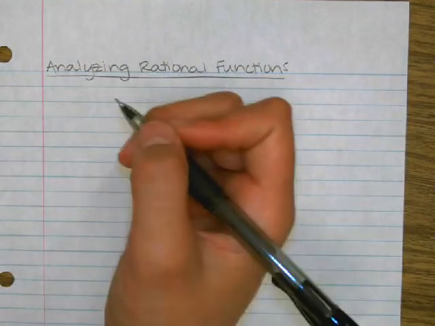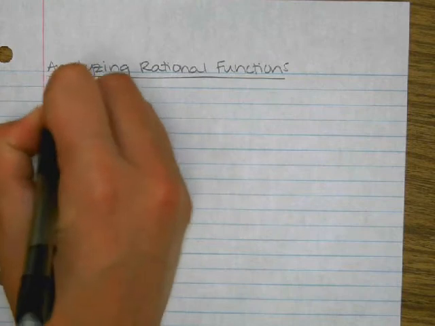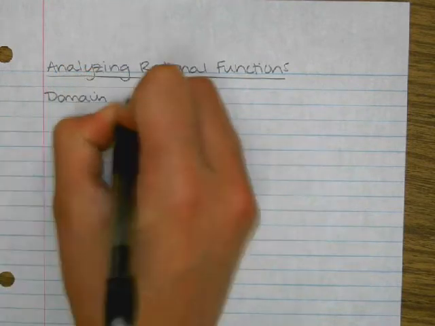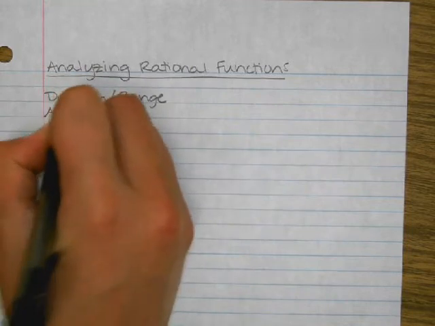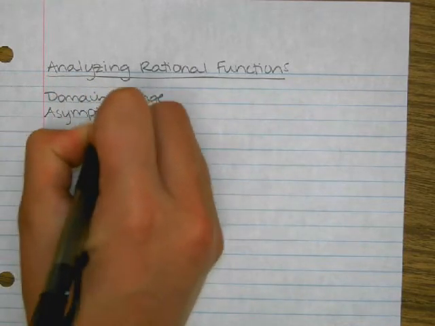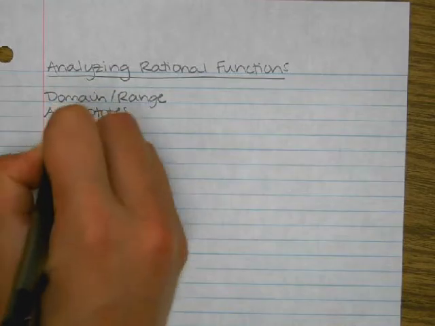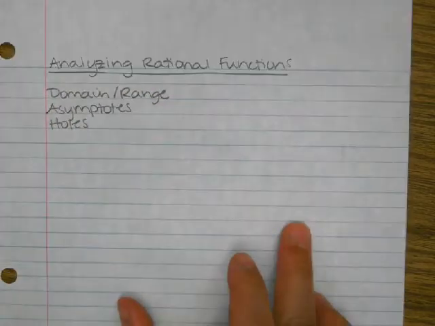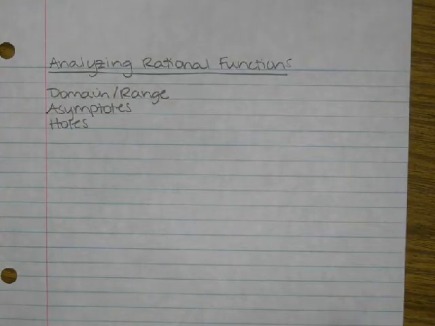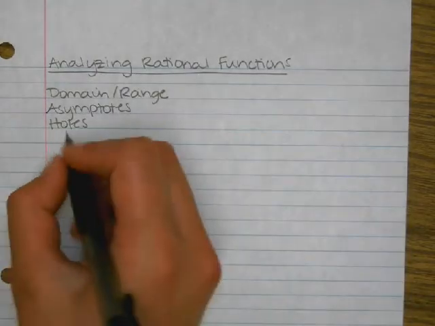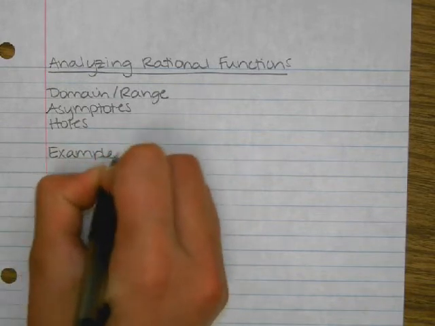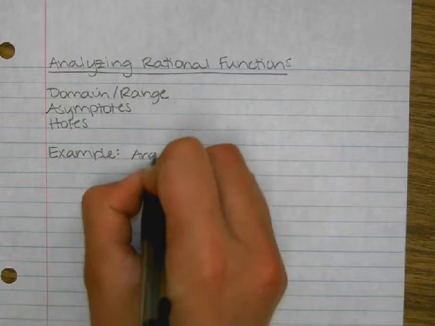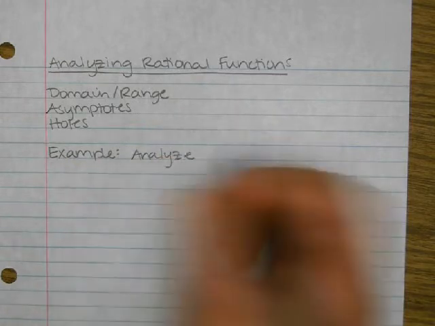And things that we're going to do when we analyze, we're going to look for the domain and the range. We're going to look at asymptotes. And we're going to look at holes. Those are things that are very specific to rational functions that we want to have command of and be able to find easily. So first, for the instructions, I'm just going to say analyze. I'm just going to ask you to find each of these things.